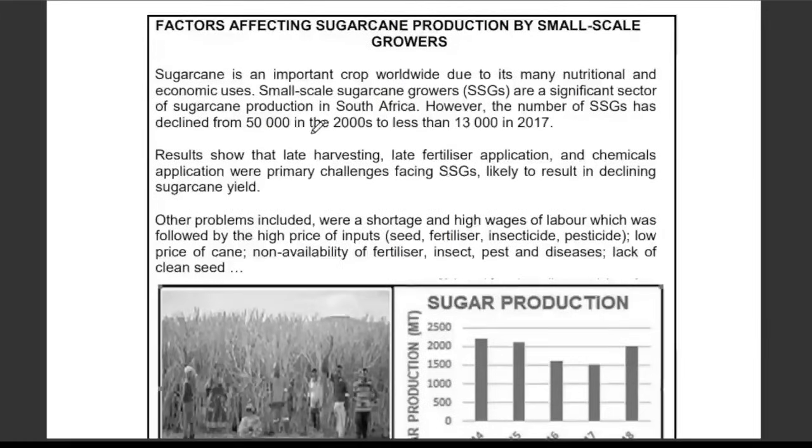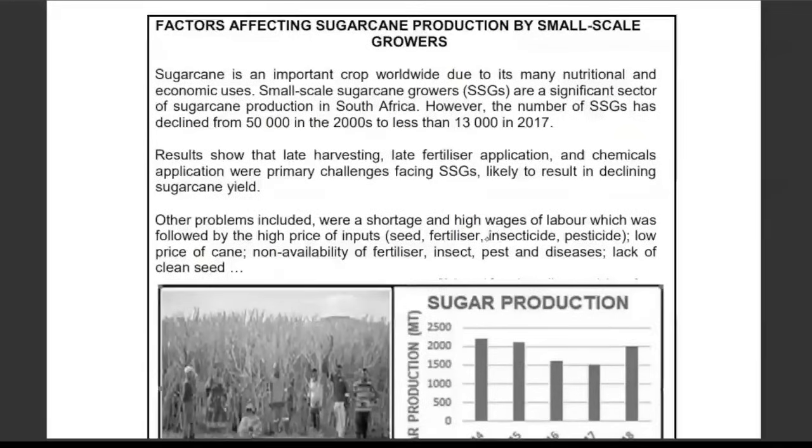It's declined from 50,000 in 2000 to less than 13,000 in 2017. Results show that late harvesting, late fertilizer application, and chemical application were primary challenges facing sugarcane, likely to result in declined sugarcane yield. Other problems were a shortage and high wages of labor, which was followed by the high price of inputs, seed, fertilizer, insecticide, and pesticide, low price of cane, non-availability of fertilizer, insects.